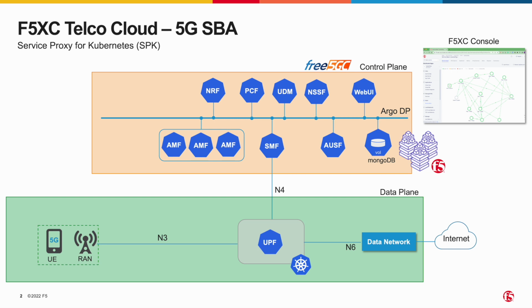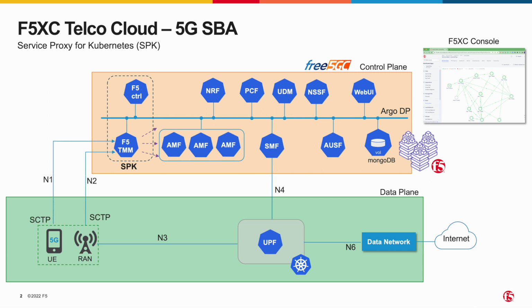I already pre-deployed a UPF on an open source Kubernetes. This UPF runs on a dedicated standalone Kubernetes with a simulated 5G user equipment and radio access network, or RAN. I'm leveraging an open source UE RAN simulator. I will also deploy SPK on the Telco Cloud to load balance those AMF functions. RAN and UE can establish SCTP and NGAP connections to the SPK via the N1 and N2 interfaces.